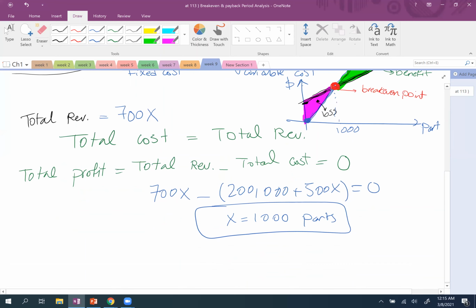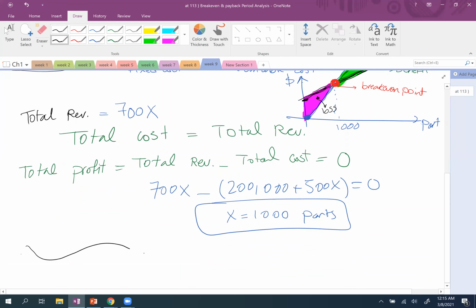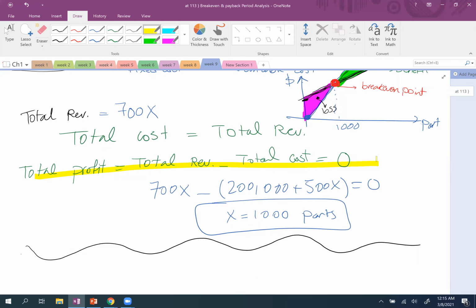That was the concept of break-even point. So again, break-even point is the point at which your total profit is equal to zero. It means your total revenue is equal to your total cost.